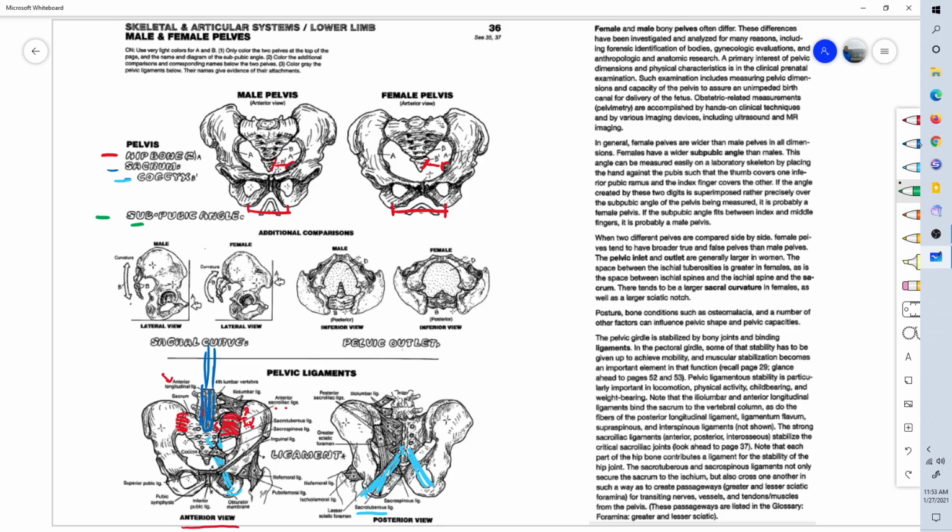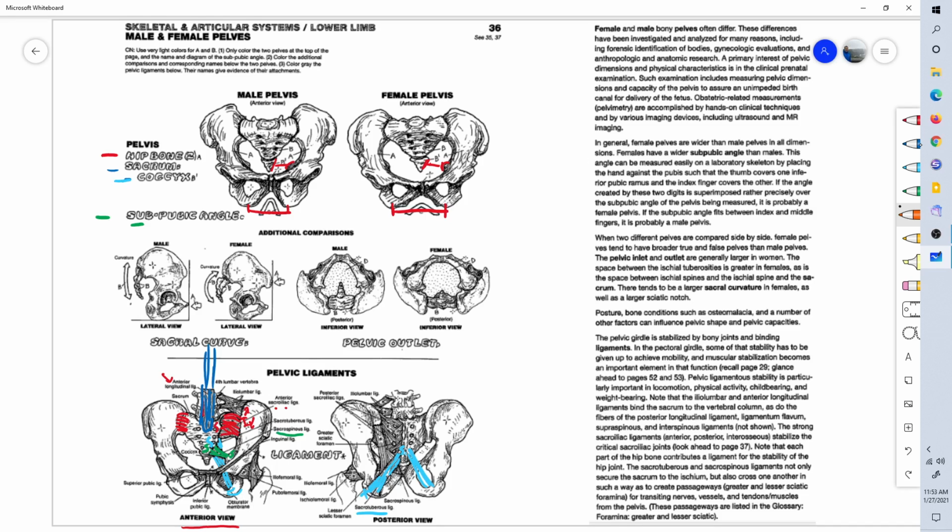Back to the anterior view. In the pelvic ring here is the sacrospinous ligament. Why do they call it the sacrospinous ligament? Because it extends from the sacrum to the ischial spine. The sacrospinous ligament.